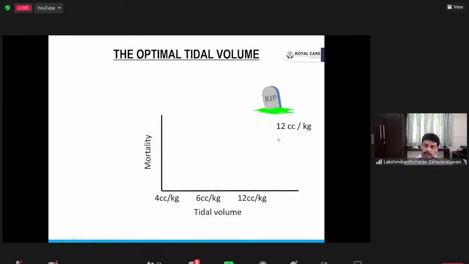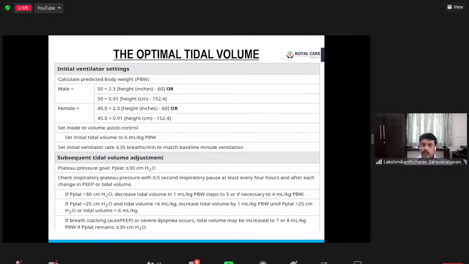So if the low tidal volume is good, how low should it be? Whether 6, 4 or 2? That was continuously monitored in the study, and with 6 ml per kg of tidal volume, it was clearly shown that the mortality was very much lower. And when they tried to reduce the tidal volume further, they found an increasing trend in mortality. So the final verdict was that 6 ml per kg was chosen as the optimal tidal volume for ARDS ventilation. So how do we do it?